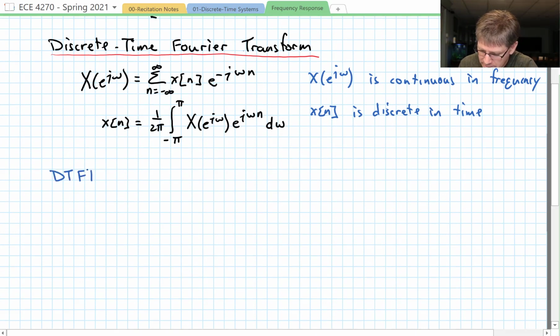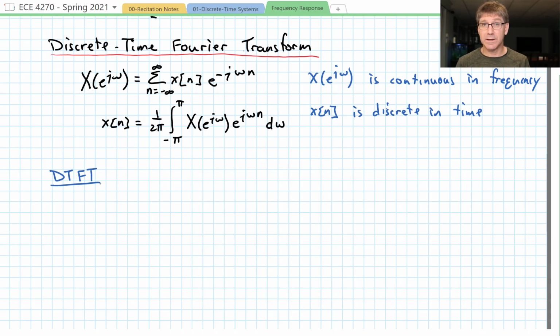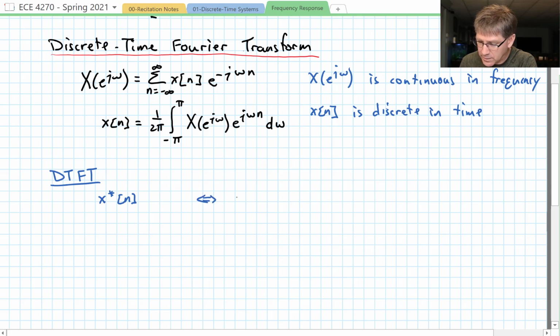So, the discrete-time Fourier transform, and therefore frequency responses, which are simply a DTFT of the impulse response, have a variety of properties. These are listed in the textbook. I just wanted to highlight a few. If we conjugate x, then we conjugate its DTFT, and we negate the frequency values.